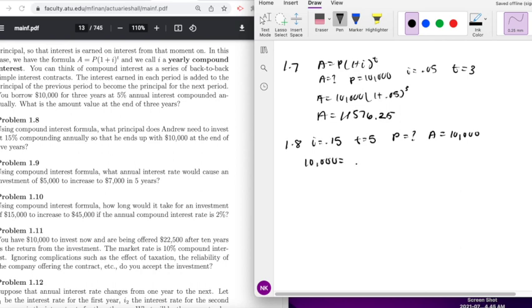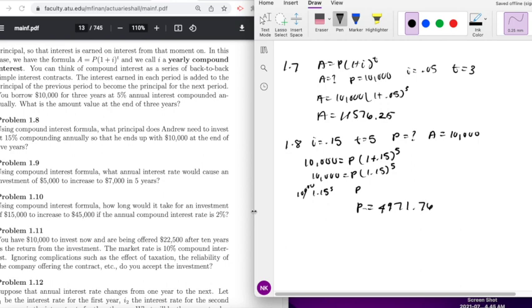10,000 equals P (1 + 0.15)^5. So I'm going to divide this 10,000 by 1.15 to the 5th power. You get that P is equal to 4,971.76. So this is how much money you needed initially to get $10,000 at the end of 5 years, compounding annually.